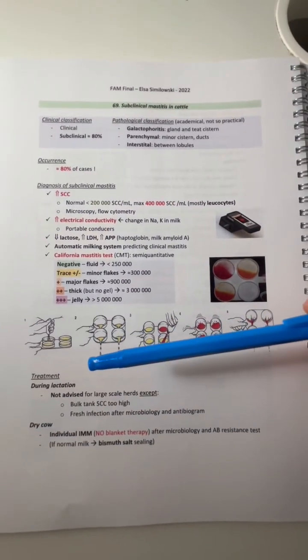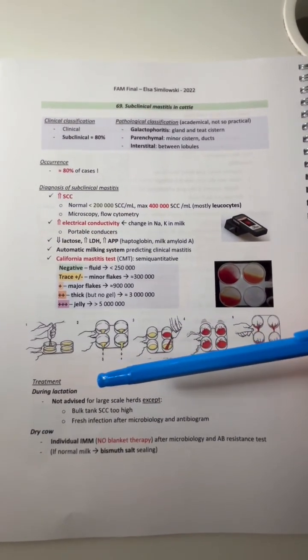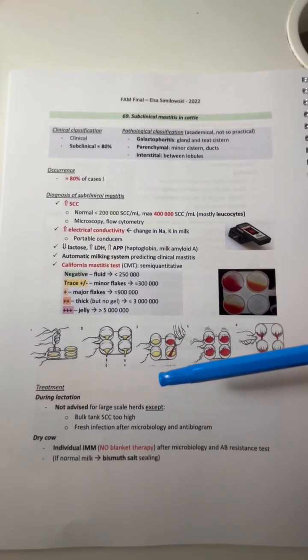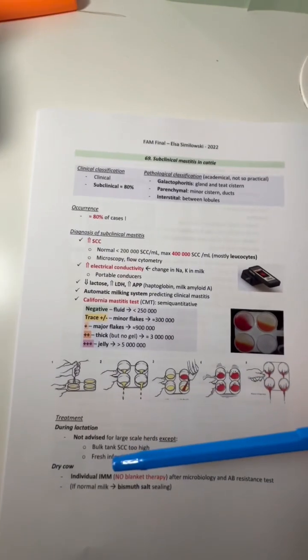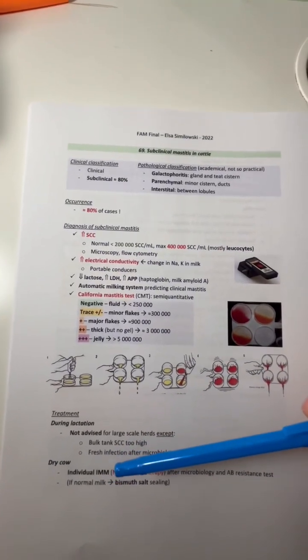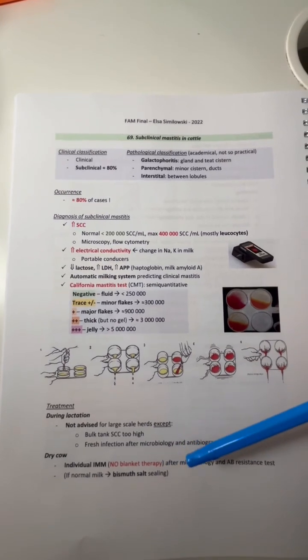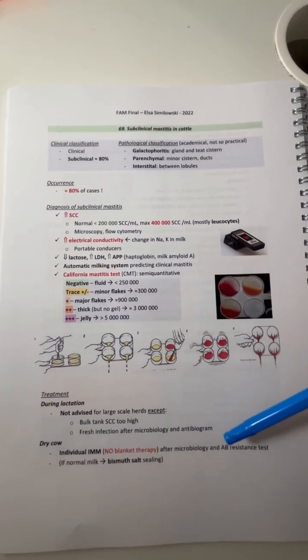For treatment, during lactation, it's not advised, especially on large-scale herds, except if the bulk tank somatic cell count is too high. However, in a dry cow, do an intramammary infusion on an individual level. There's no blanket therapy. You have to do it after microbiology and an antibiotic resistance test.